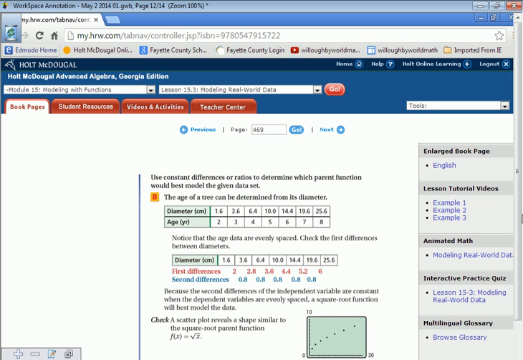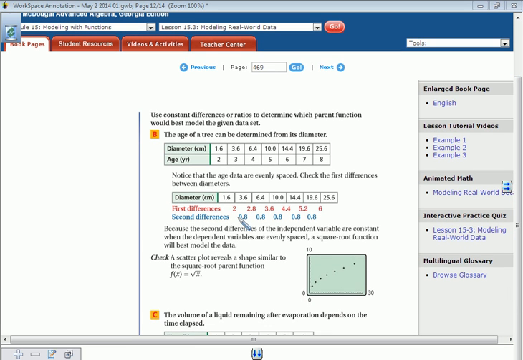So if we look at the constant differences in our x values on page 469, this is talking about the age of a tree given its diameter. And if we look at this, the second difference is constant. If we graphed it, this graphing is actually my favorite way. Graphing it and looking at the graph, this looks like a square root function. So that would lead us to using a square root model.